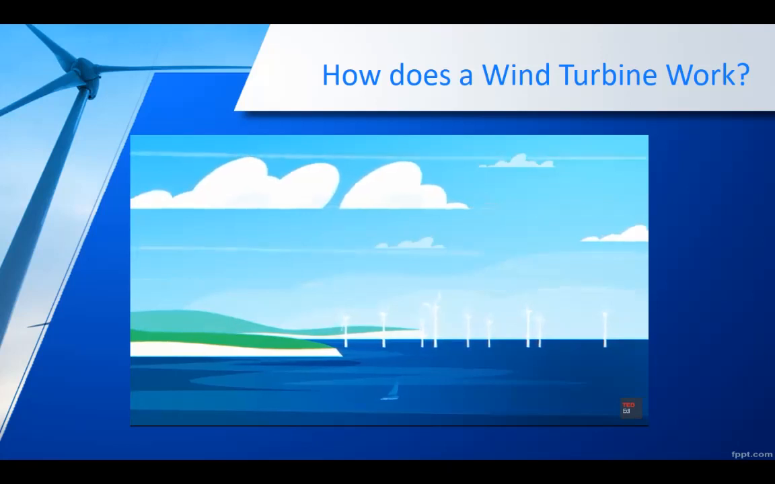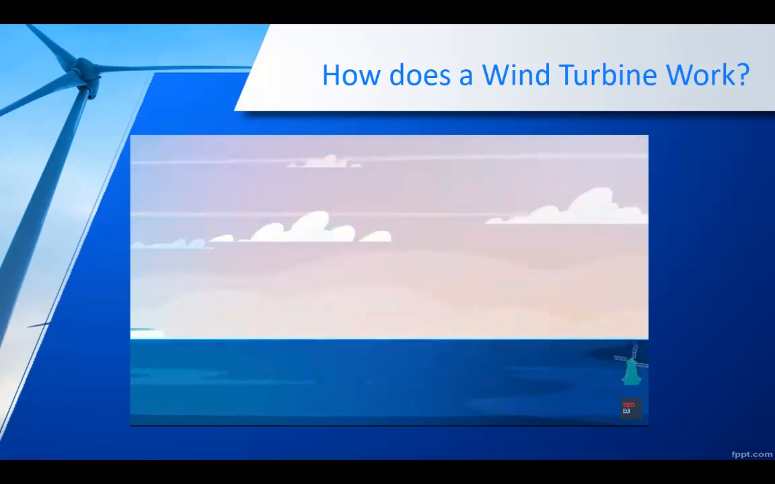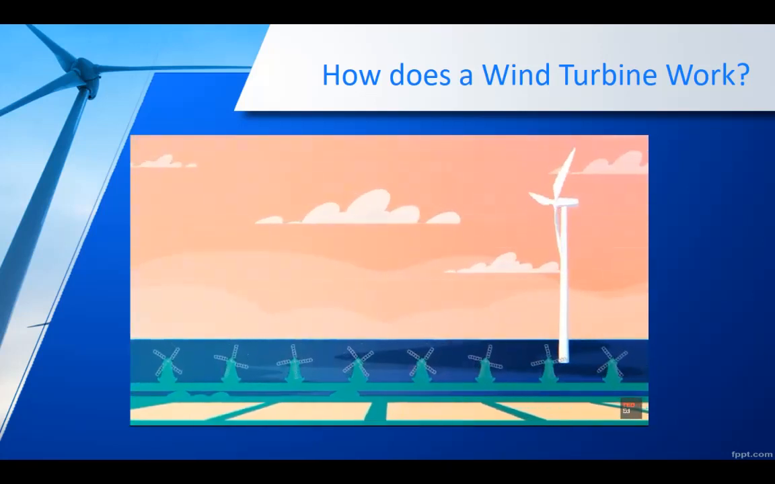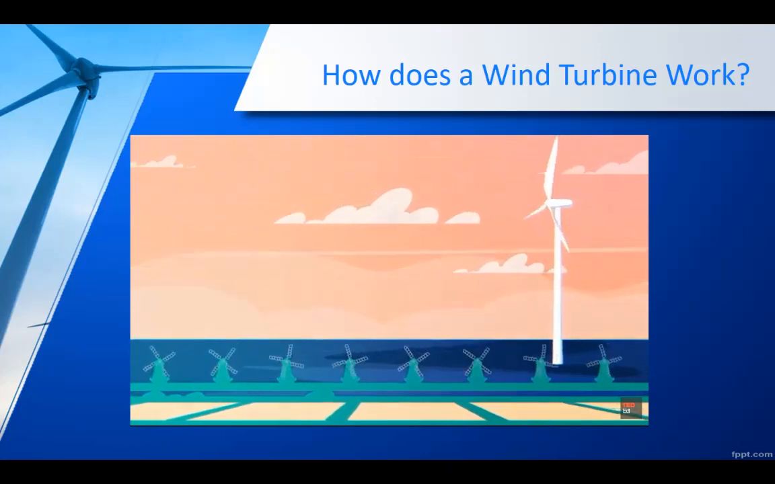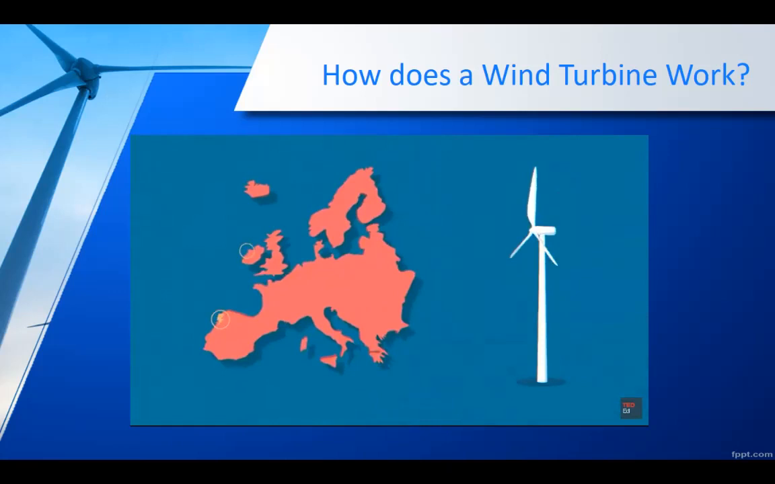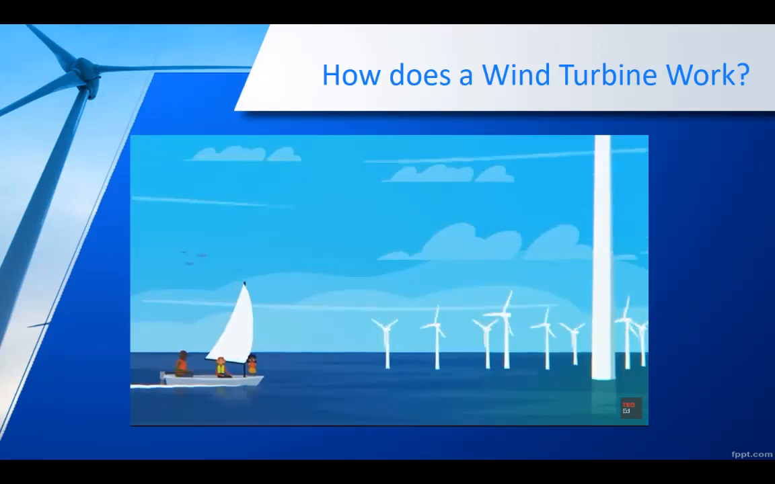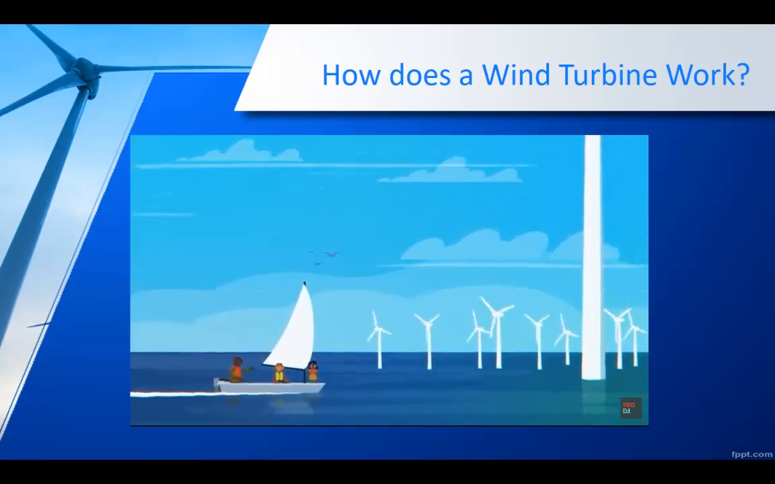Offshore wind farms contain an even greater number of even larger turbines. In 2019, the largest wind turbine ever built began operating off the coast of the Netherlands. With a rotor diameter of 220 meters, just one of these turbines can meet the annual power needs of 16,000 European households. Despite its amazing potential, wind energy still faces challenges.